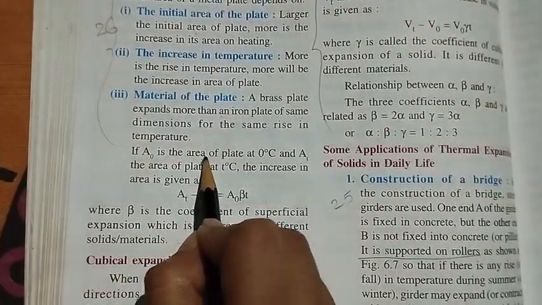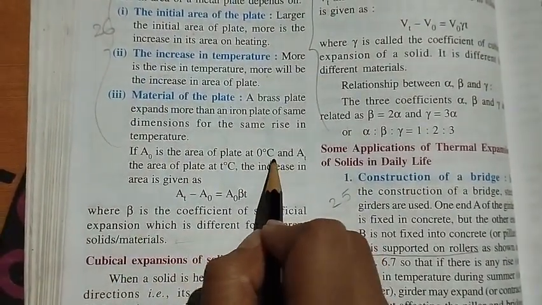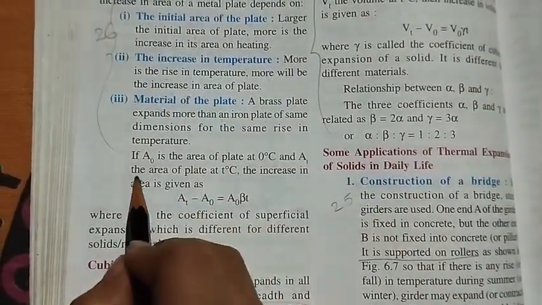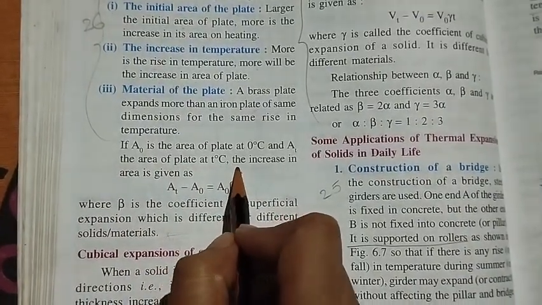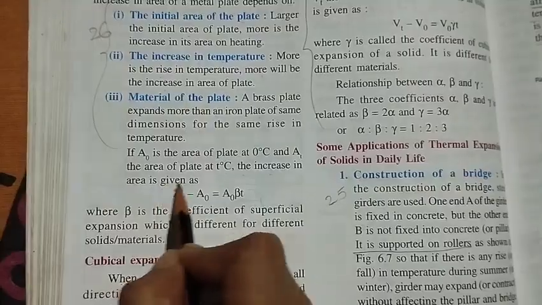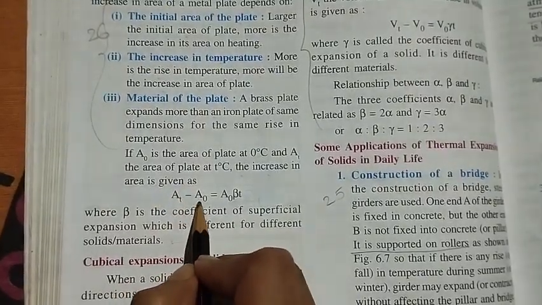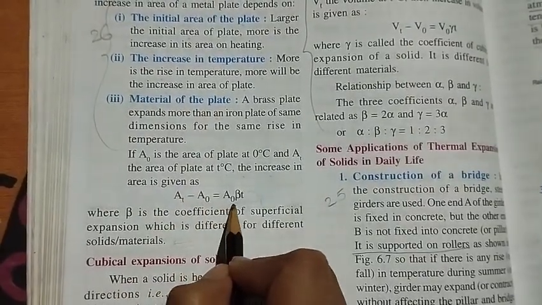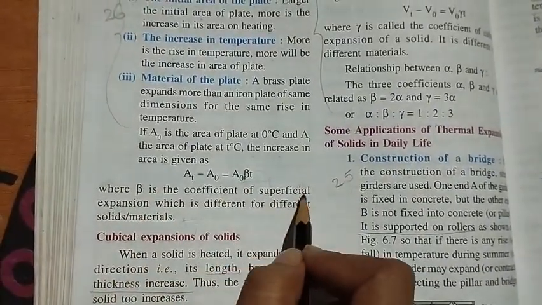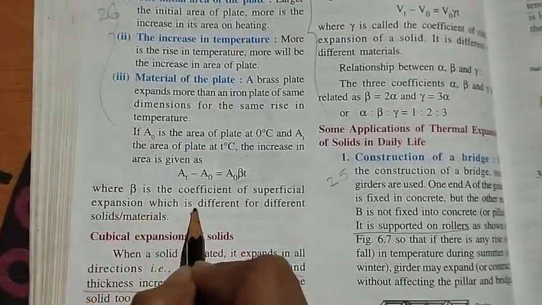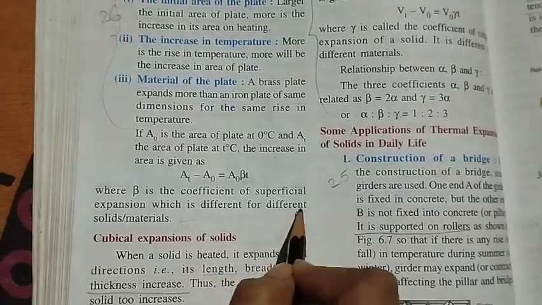If A0 is the area of the plate at 0 degree Celsius and At the area of the plate at T degree Celsius, then the increase in area is given as At minus A0 is equal to A0 beta T, where beta is the coefficient of superficial expansion, which is different for different solids or materials.